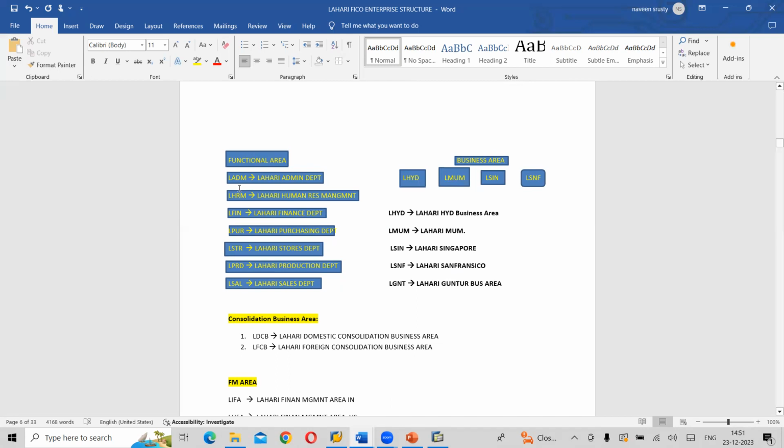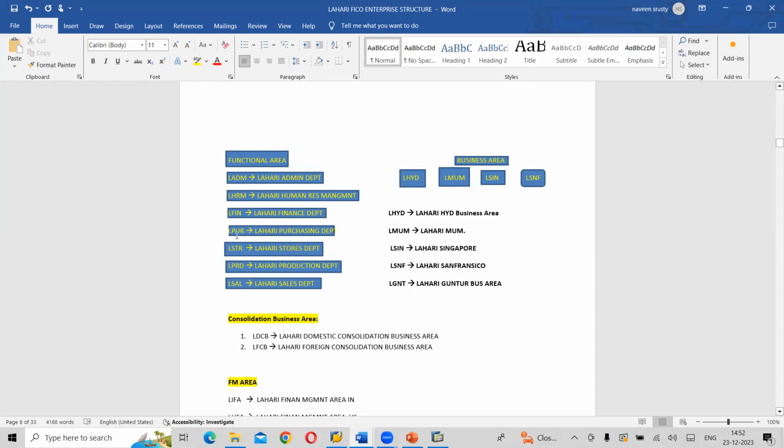So you can just put admin. That is nothing but Lahari Admin Department. LADM, Lahari Admin Department. Next one, LHRM, Lahari Human Resource Management. I'm taking a few examples, the major ones, whatever there may be.